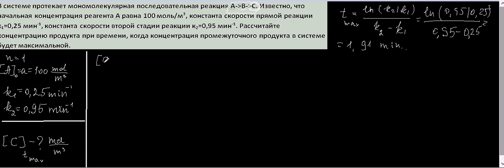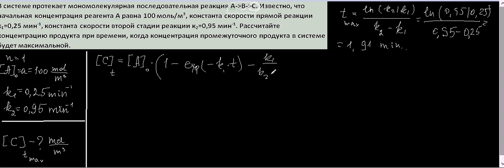So the concentration of C at any moment t is equal to the initial concentration of the reagent multiplied by, minus exponent raised to minus K1 times T, okay, minus, and we've got the ratio of K1 over K2 minus K1 multiplied by exponent to minus K1 times T minus exponent raised to minus K2 times T. Okay, we've got K1 and K2, here they are, and we have just calculated T, the time when the concentration of B is largest.